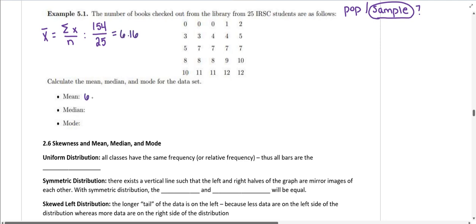Okay, so our mean is going to be 6.16. Now you can also do this in the list function in your calculator, but usually it is just faster to do it adding together like we just have.